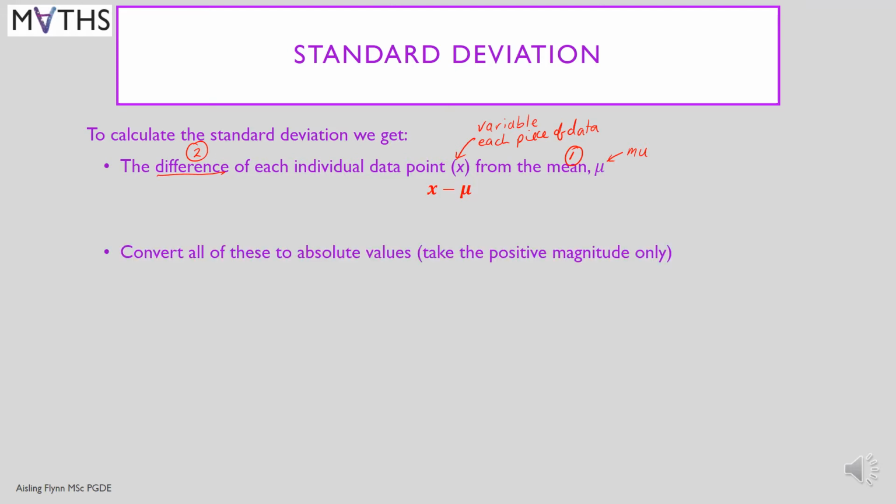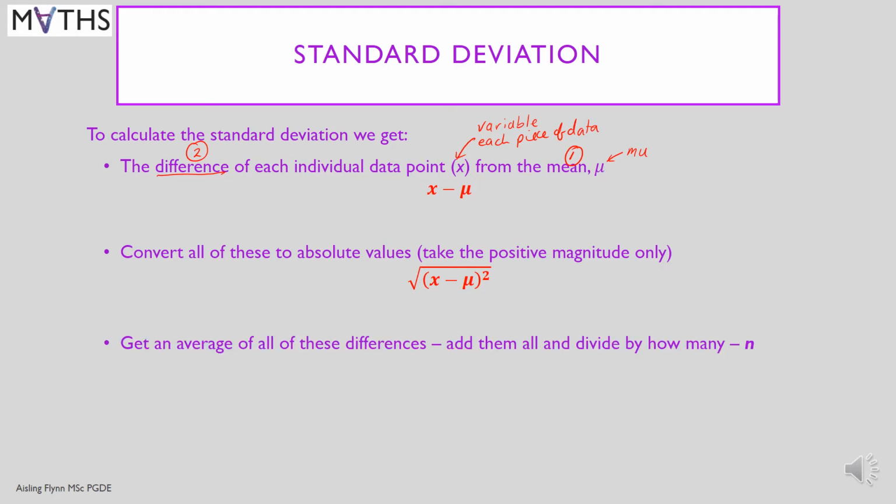So what we do with all those values is convert them to absolute values. We take the positive magnitude only. We are only interested in how far they are from the mean. Mathematically, to do that, we square the difference. Squaring something automatically makes it positive, because anything times itself will be positive, and then we'll undo that squaring by square rooting it, and we'll have the positive value.